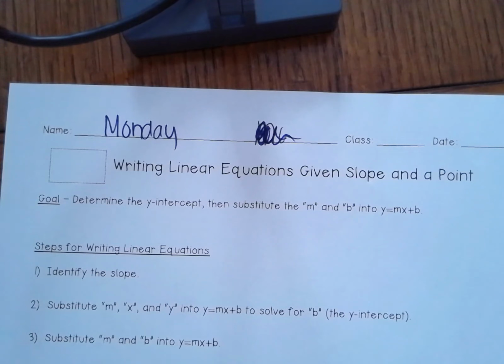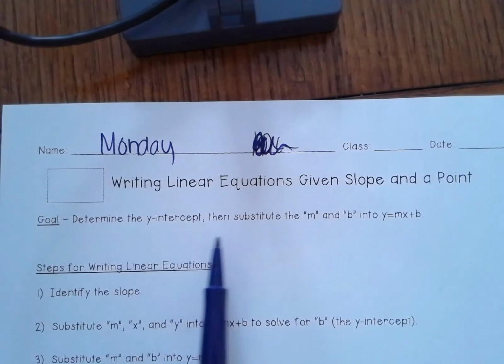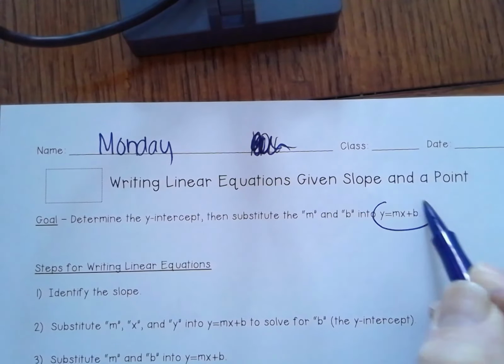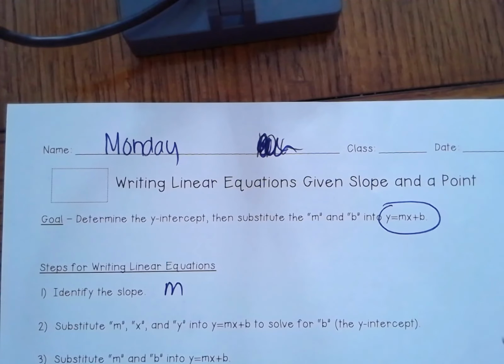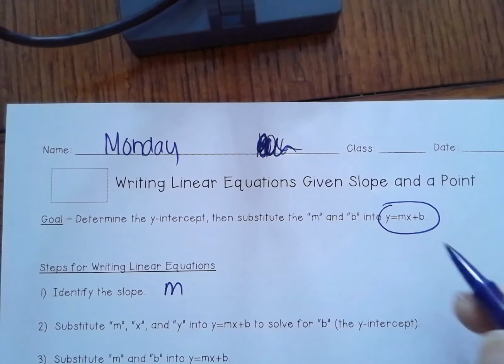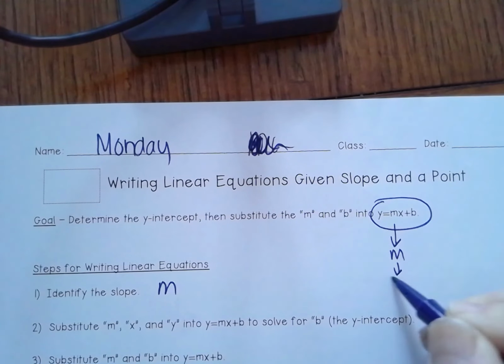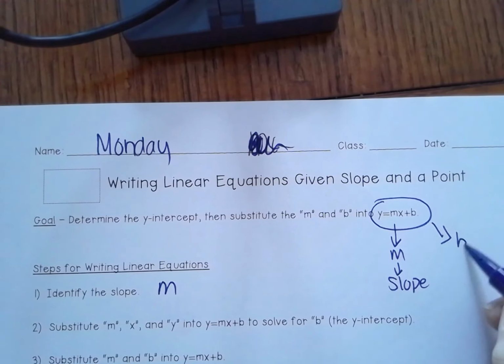This is my Math 8 mini lesson on writing linear equations if you're given a slope at a point. Our goal today is to determine the y-intercept and substitute the m and b into y equals mx plus b. Remember that when you identify the slope, you're using m, and that the y-intercept is identified as letter b. That's a review from last week.